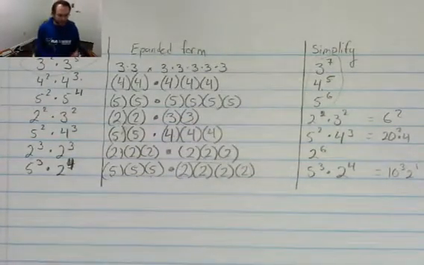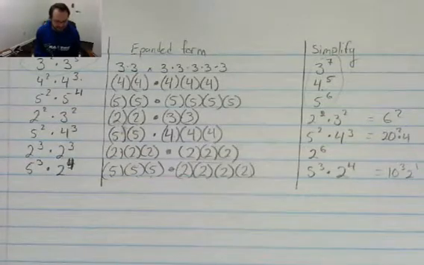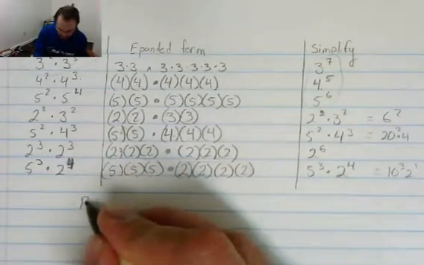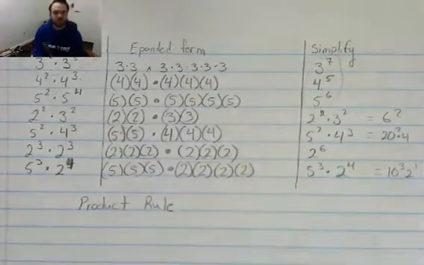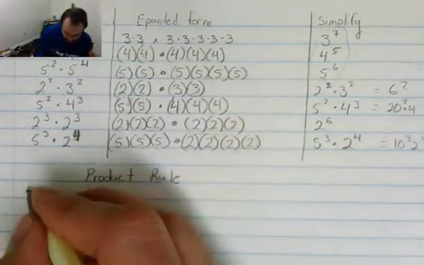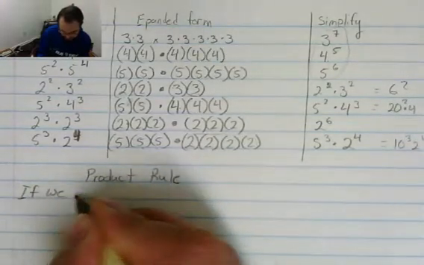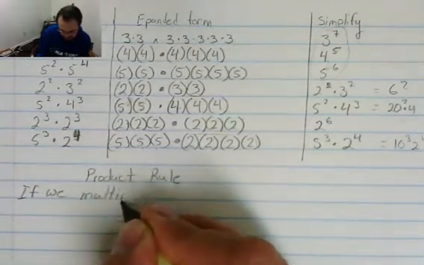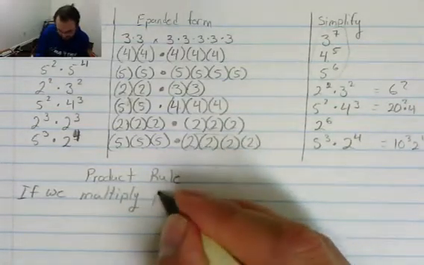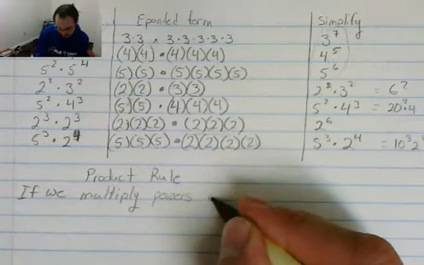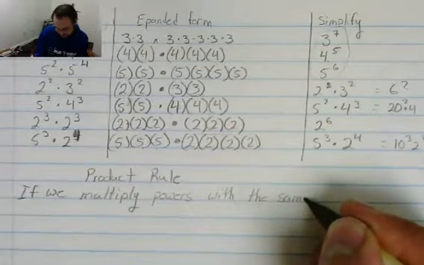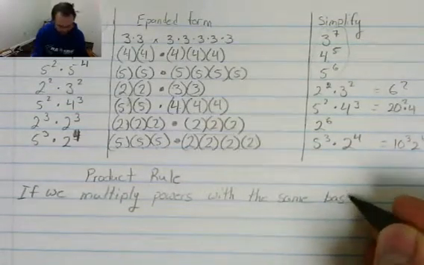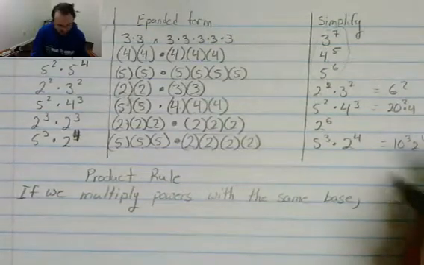Every time we're multiplying powers with the same base, we can simplify by adding the exponents. And that is called the product rule. So now I'm going to look at something called the product rule. Okay? So the product rule is, if we multiply powers with the same base, we can simplify by adding the exponents.